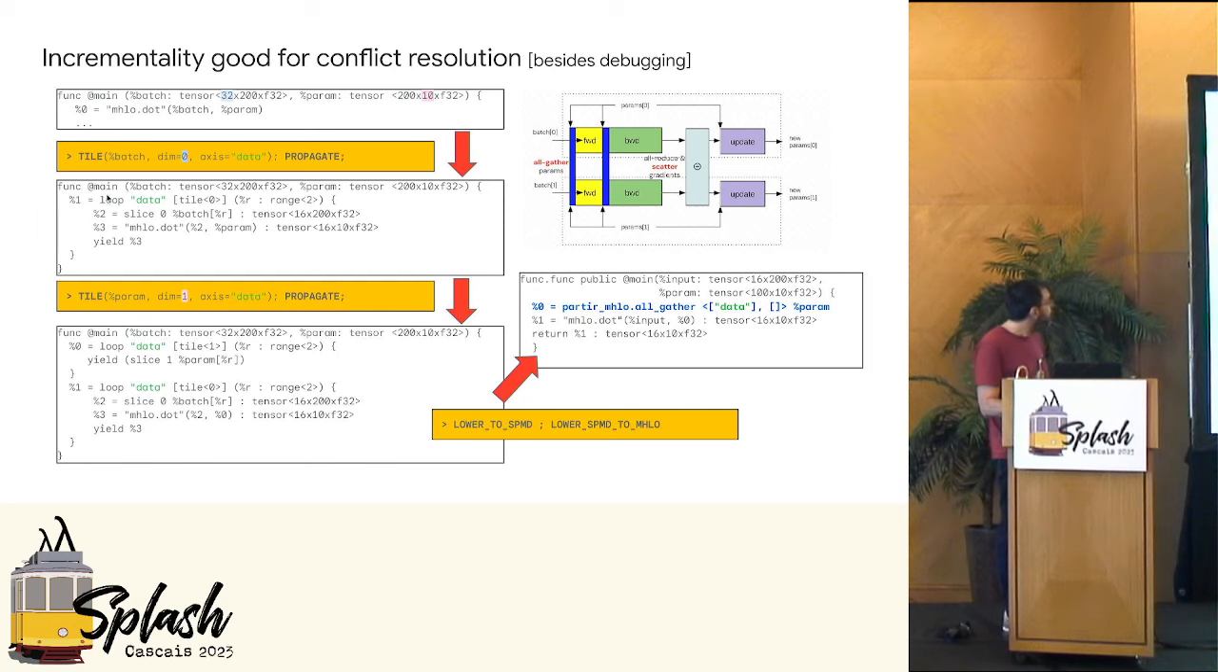So here you say tile batch on dimension 0, and you will get a loop. Then you say tile the parameter now on dimension 1, and you will try to get a loop, but you cannot double nest, right? So you cannot further partition the dot. It's already partitioned on the model batch. So what happens? Well, you just have the tiling of the parameters. And if you lower this program, you will get the all-gather that you expect on the parameters. So doing things incrementally really helps with this conflict resolution business.